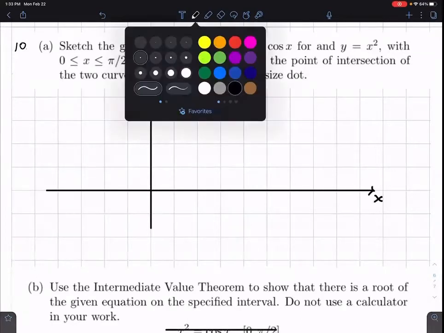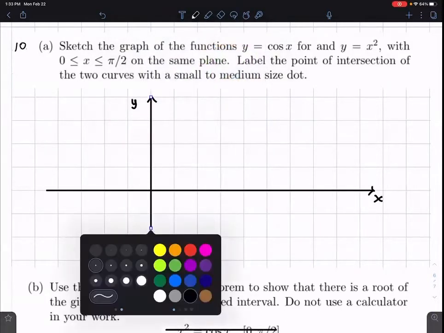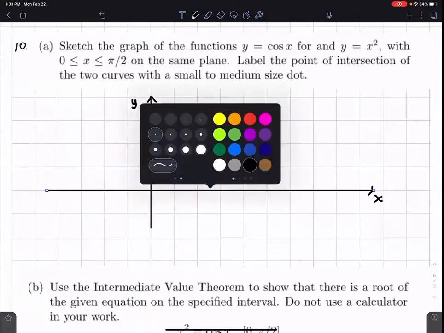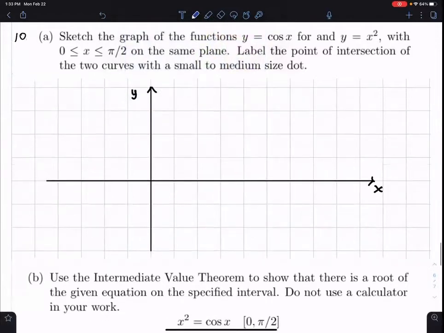Okay, so cosine x. Now there is an issue of whether I'm going to make this to scale, and I don't think I am. I'm not going to make the x and y axes to scale, which is pretty commonly the case. Cosine is a wave function. I start at 1, and the maximum is 1, the minimum is -1.